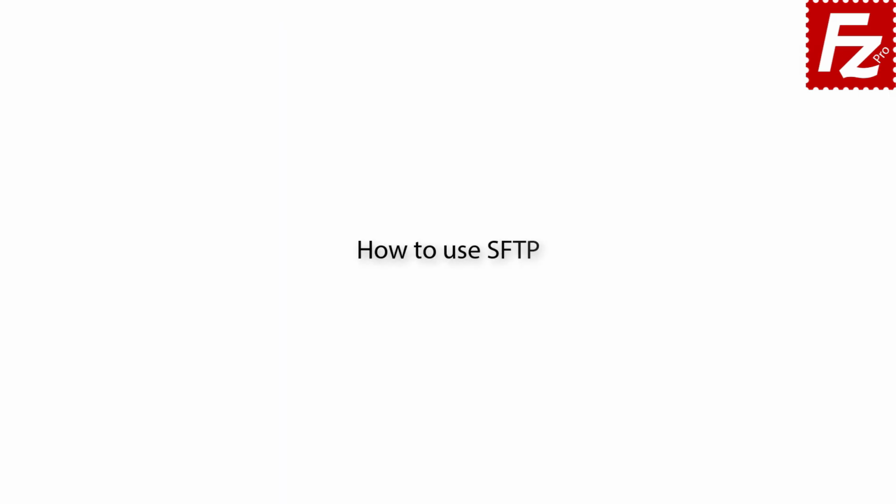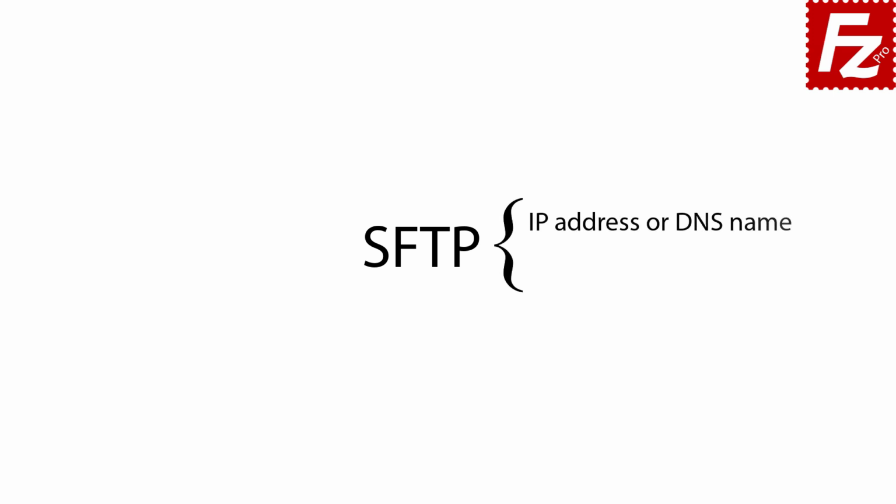In this video, we'll teach you how to connect to a SFTP server with FileZilla and FileZilla Pro. In this video, you will learn how to connect to a SFTP server using a key file with FileZilla and FileZilla Pro. In order to connect, you will need the IP address or DNS name of your server and the private key file. If you have only the password, configure your connection logon type as normal and use the password.